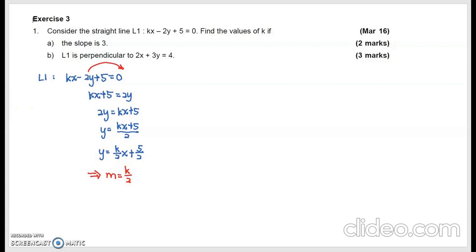So let's answer the question A. Find the value of k if the slope is 3. So means that m is equals to 3. Based on question A, m is equals to 3. Therefore, where our m is k over 2. So therefore, k over 2 is equals to 3. K is equals to 6.